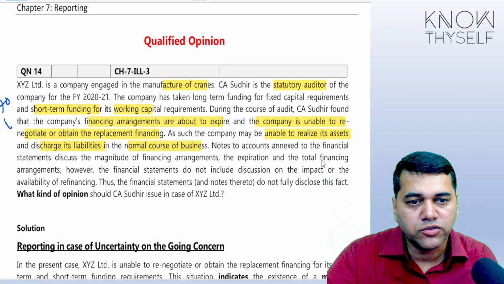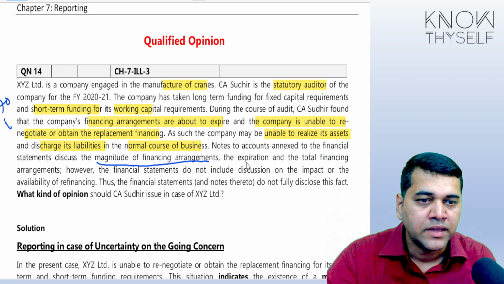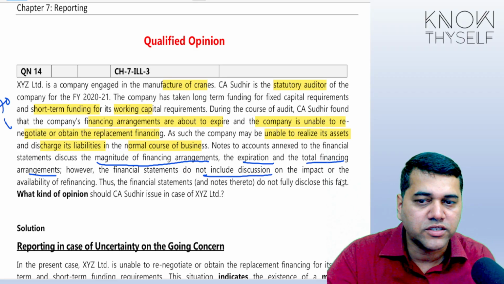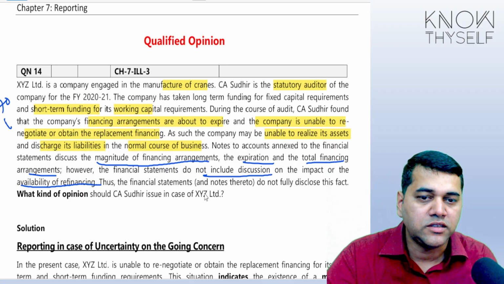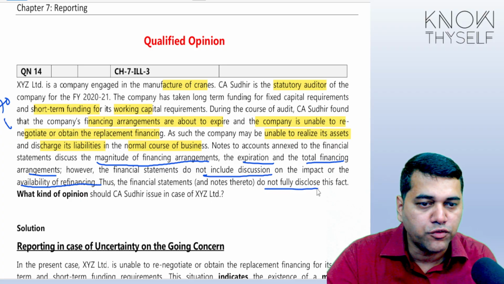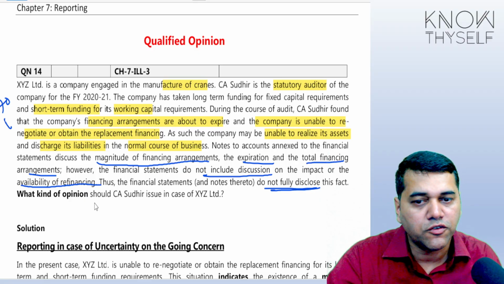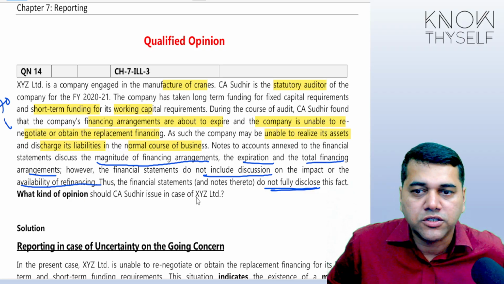Now, notes to accounts annexed to the financial statement discuss the magnitude of financial arrangement, expiration and total financing arrangement. They do not include discussion on the availability of the refinancing. Thus, the financial statement and notes do not fully disclose the fact. Okay, now what kind of opinion should you issue? See, this is a very tricky question.